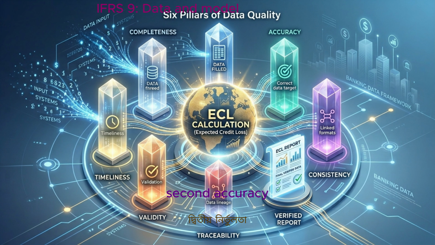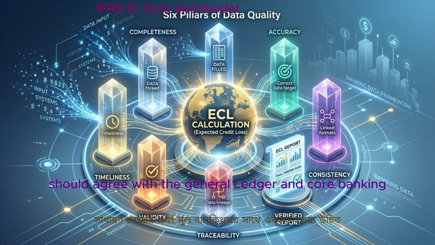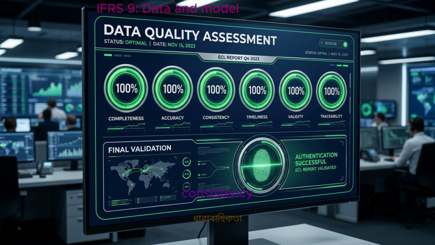Second, accuracy. Data should match the source documents and core banking system. For example, the outstanding balance used in the ECL model should agree with the general ledger and core banking records. Third, consistency. Definitions should be consistent across departments. The meaning of default, overdue, rescheduled loan, and non-performing loan should not differ between credit, risk, finance, and reporting teams.